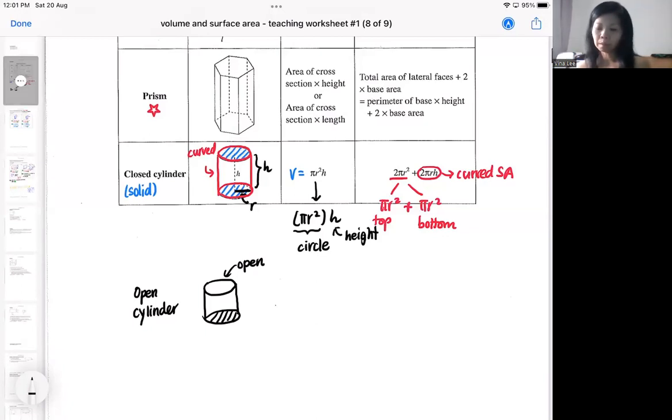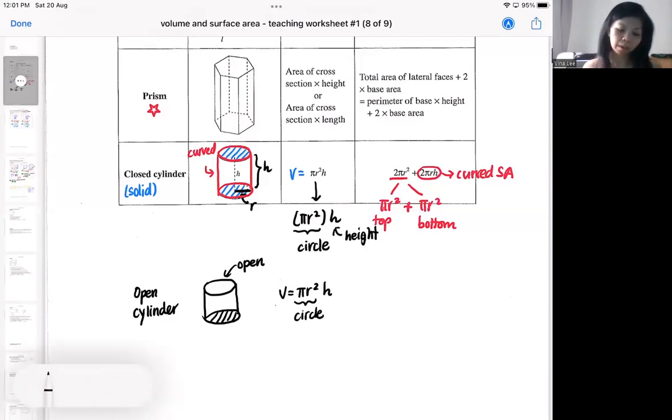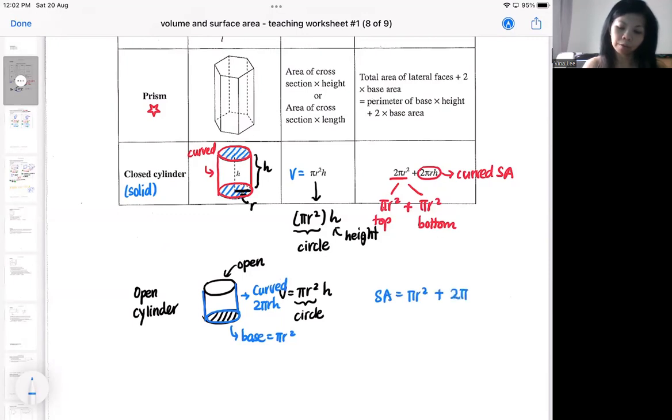Okay, so does it make a difference to the volume? The volume is still a stack of circles, so it doesn't make a difference. But the surface area does make a difference, because now you only have the base and the side. So the surface area is only pi r squared plus the curvy part.